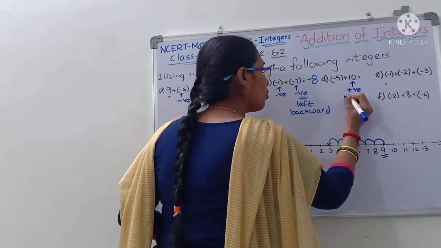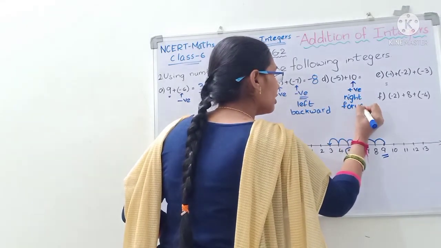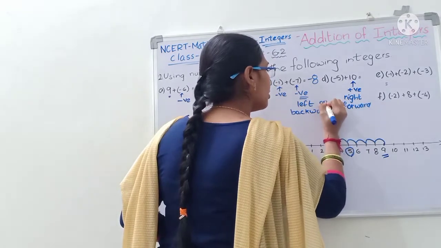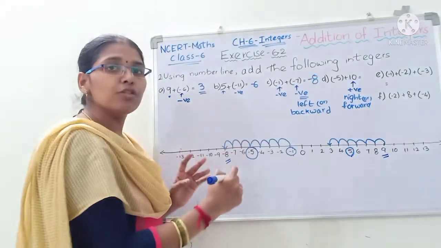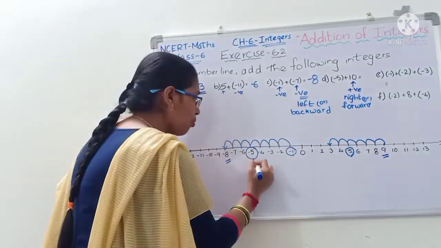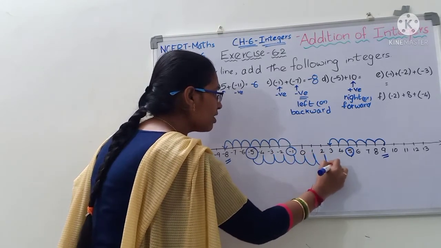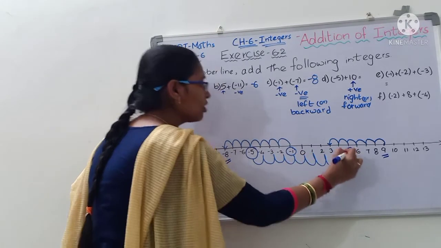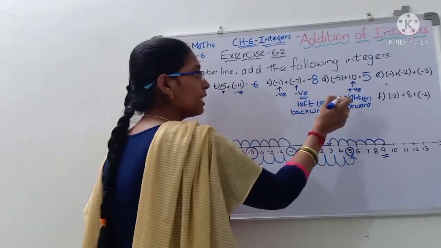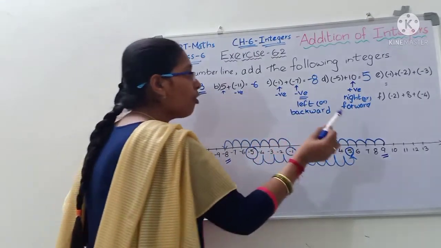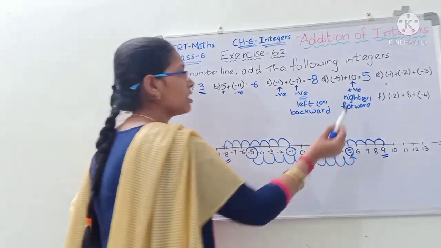Positive means you should move right side or you should move forward. From minus 5, we should move 10 steps forward. 1, 2, 3, 4, 5, 6, 7, 8, 9, 10. So we reached 5. The answer is 5. We are adding 10, a positive number, so we move forward and reach plus 5.